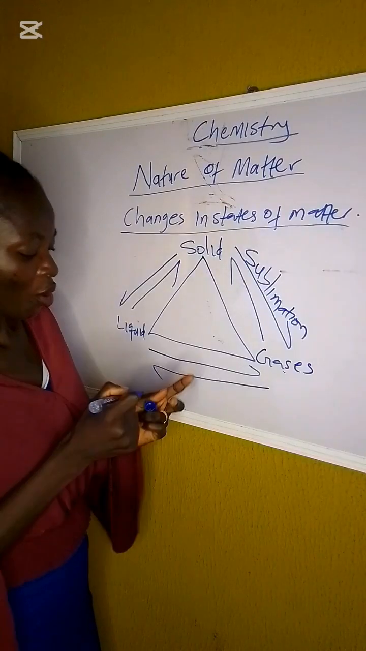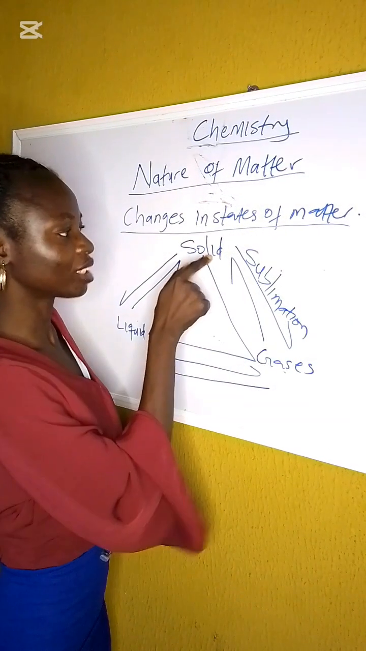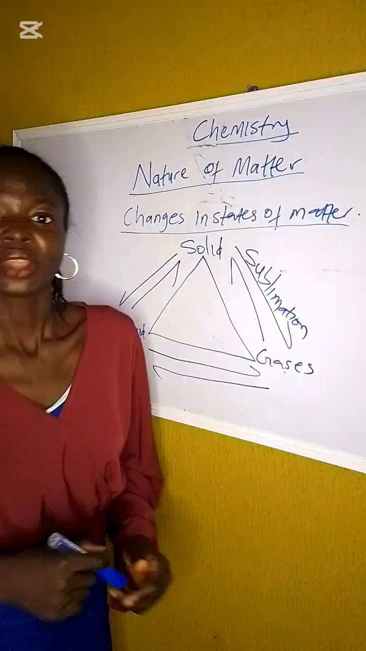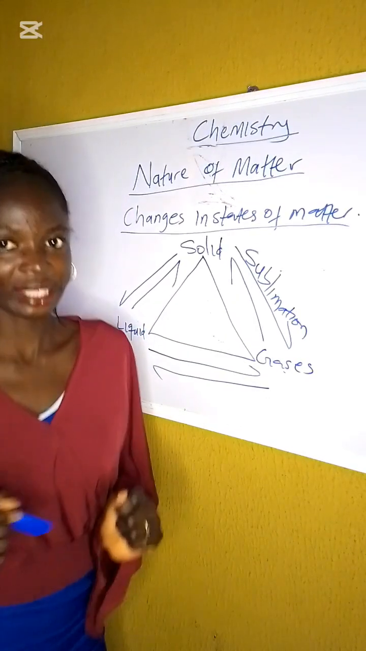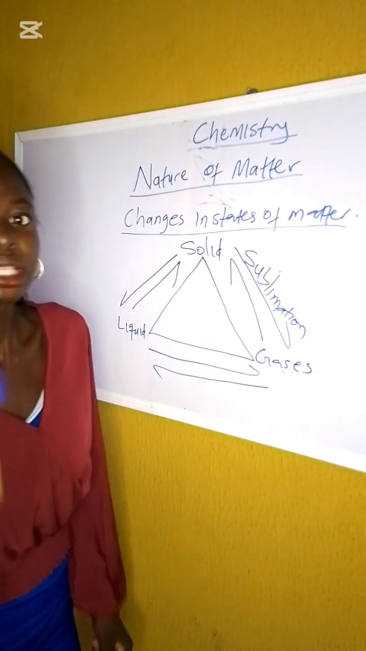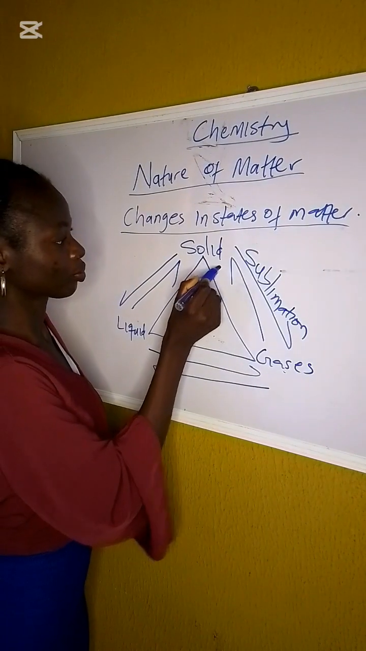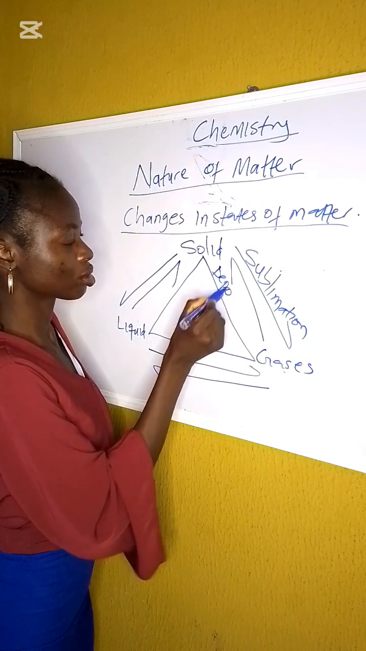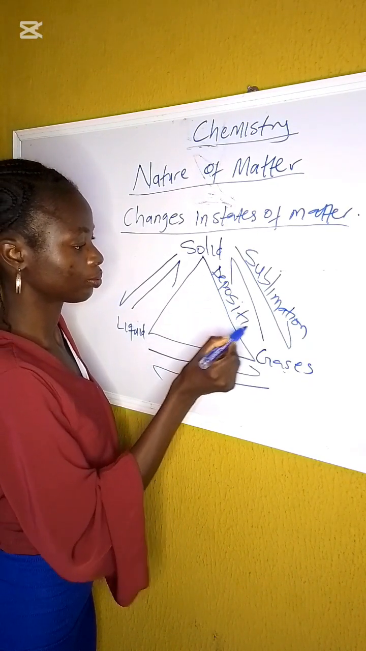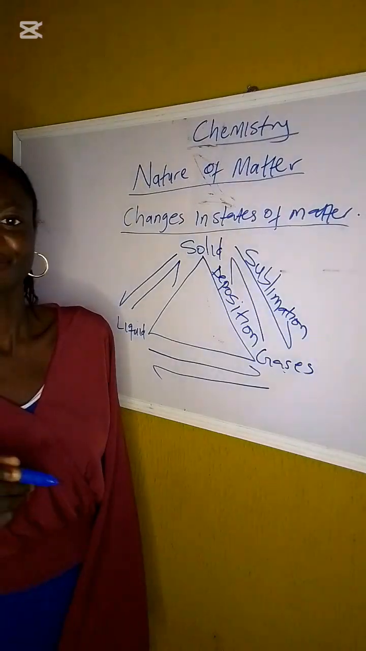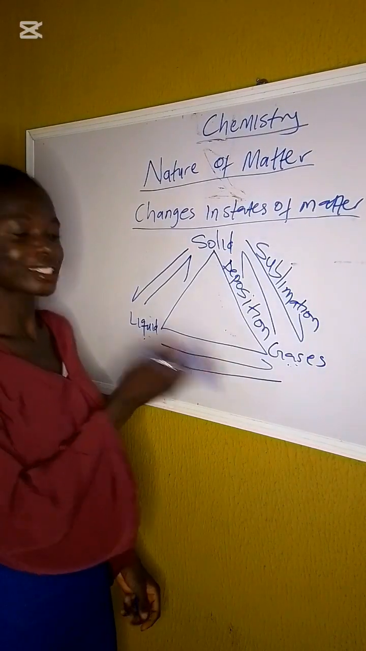Now, when gas changes to solid, there is a word that we use for it in science. It is called deposition. So let's move to the down part now.